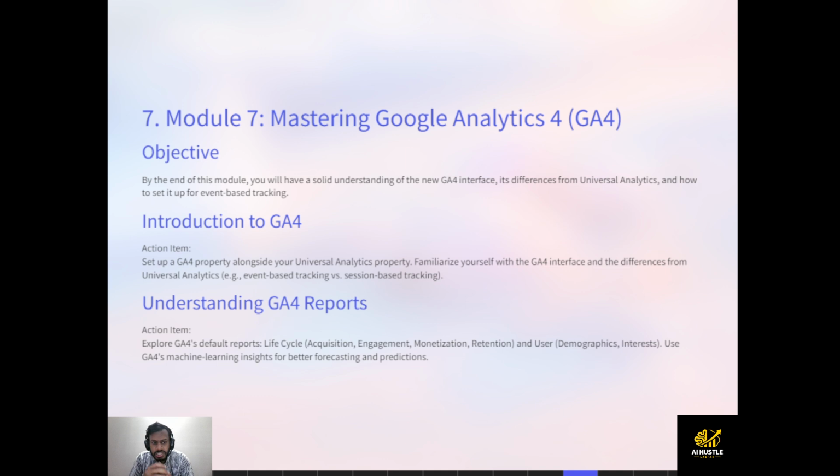In GA4, you will find lifecycle and user reports. The lifecycle report tracks the user journey from acquisition to engagement, monetization, and retention. The user reports help you understand the demographics and interests of your visitors. Machine learning insights provide additional automated suggestions to help you improve your strategies.